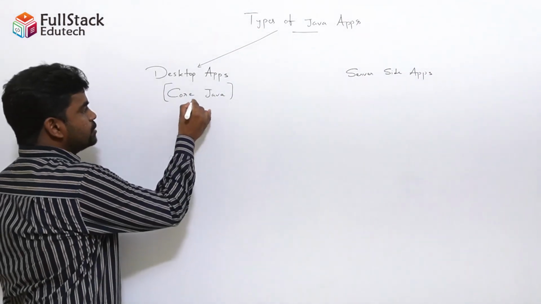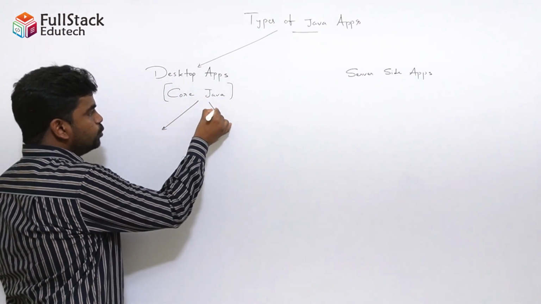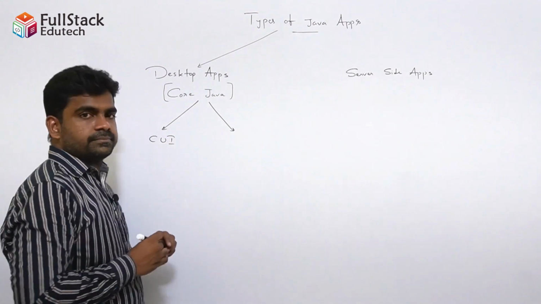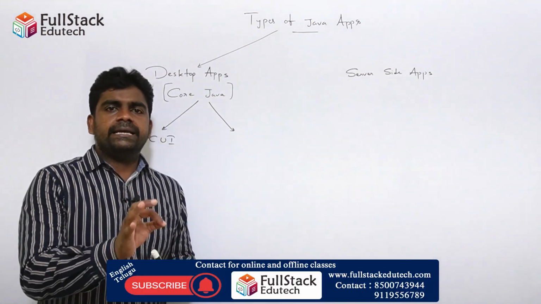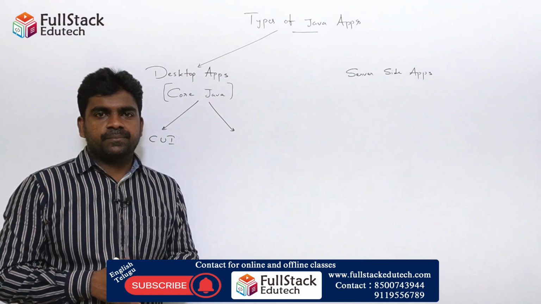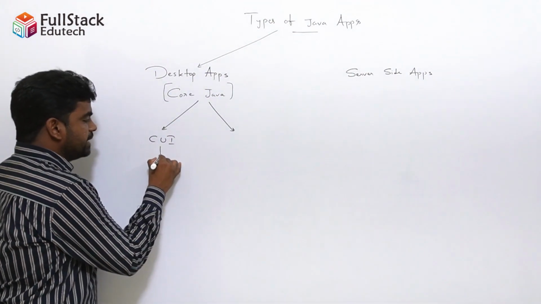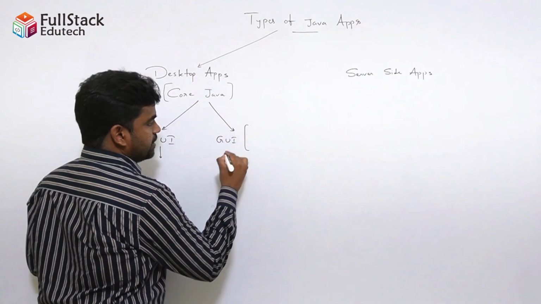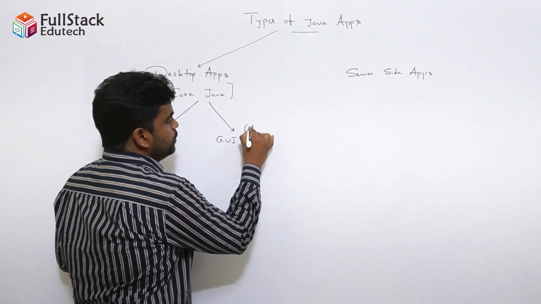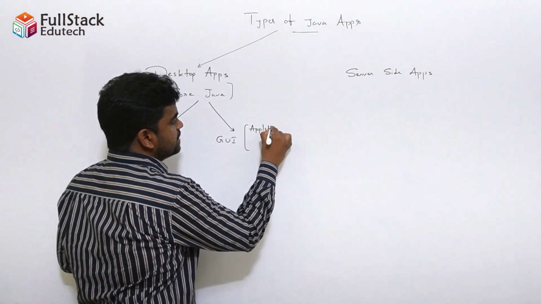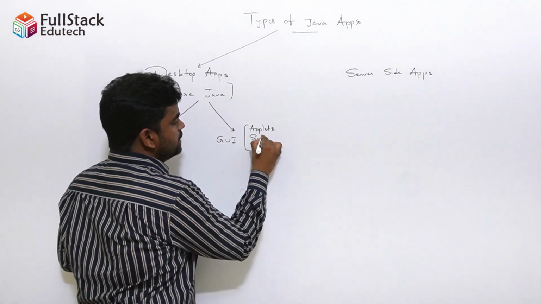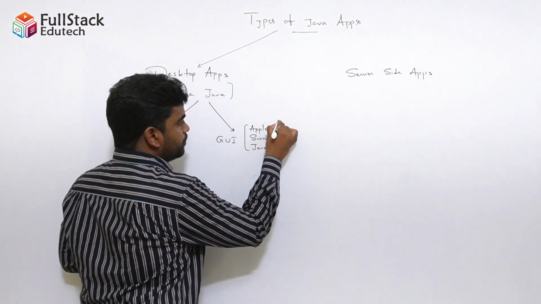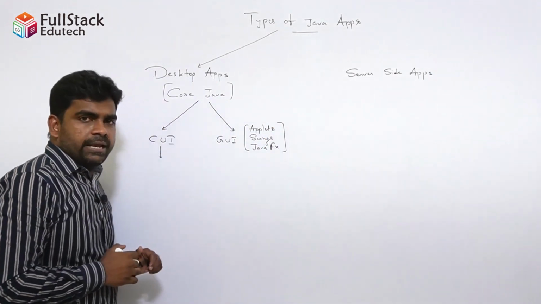Again, desktop applications are divided into two types. One is console based applications, purely character user interface, the CUI applications. The second one is GUI applications. In early days, we used the concept called applets. Nowadays, we use the concepts called Swing and JavaFX. So what are GUI applications? I'll explain.